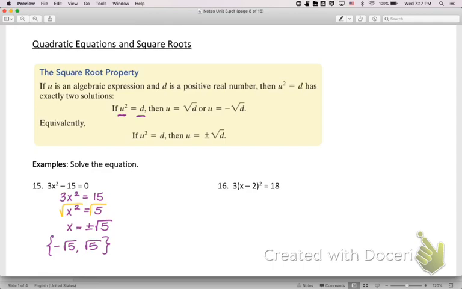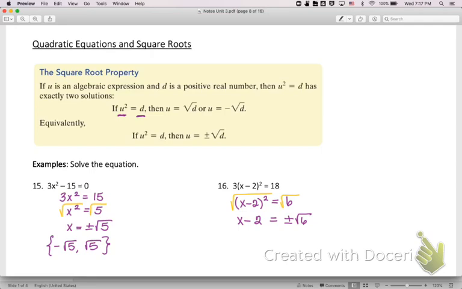Number 16 is an example where that u part is an expression. It's x minus 2. It's not just x by itself. But as long as we get the squared piece by itself, then we can use the square root. So I'm going to start by dividing by 3 on both sides. That way I get my squared expression by itself. Now, to get rid of that squared, I'm going to take the square root. So what we get now is x minus 2 equals plus or minus the square root of 6.